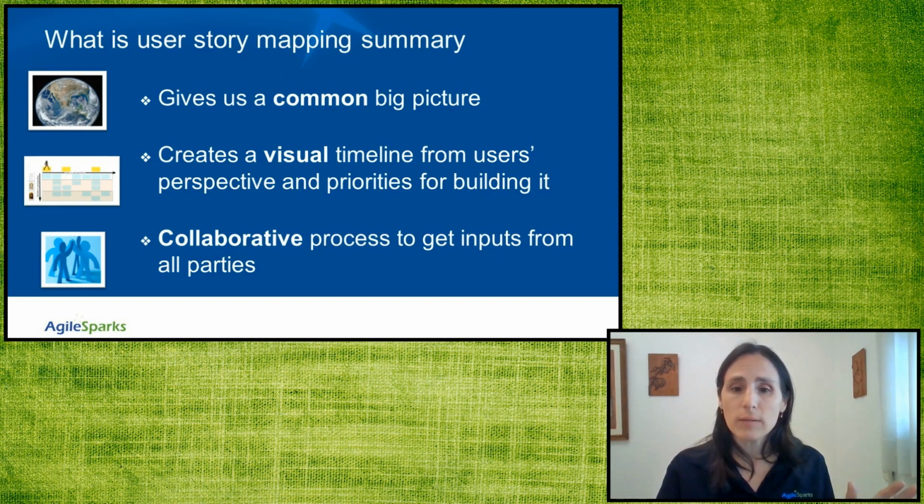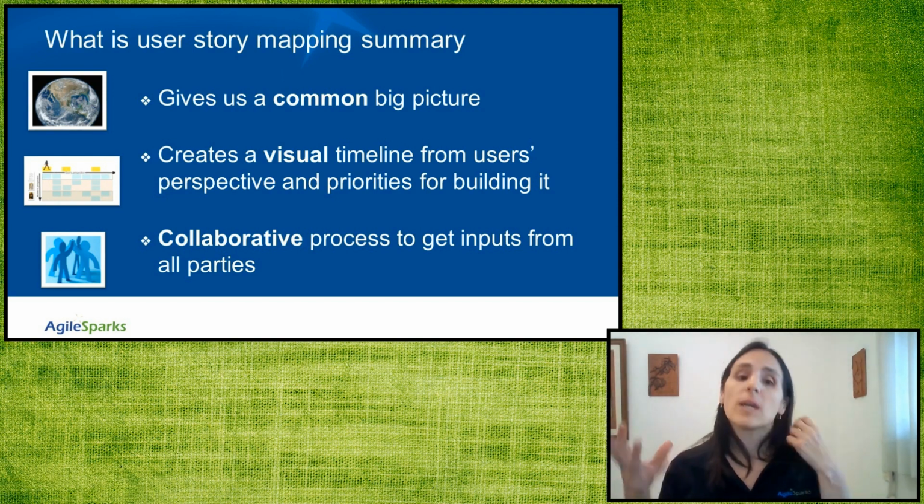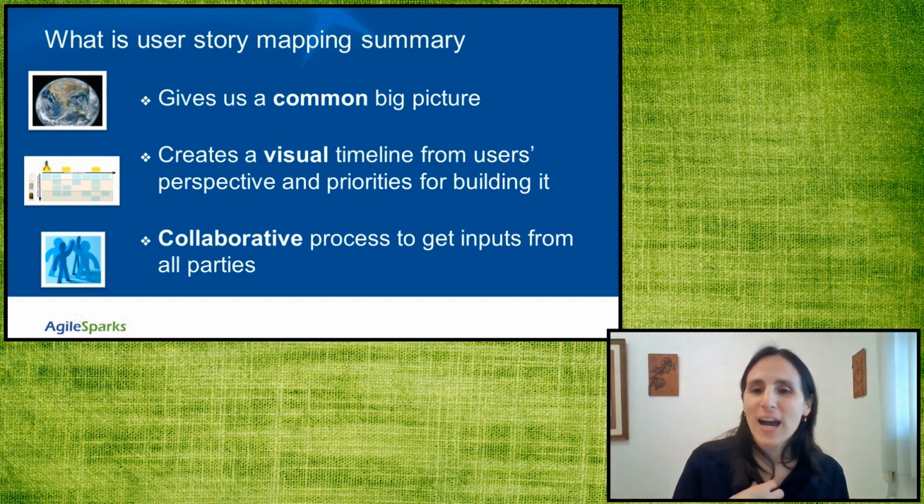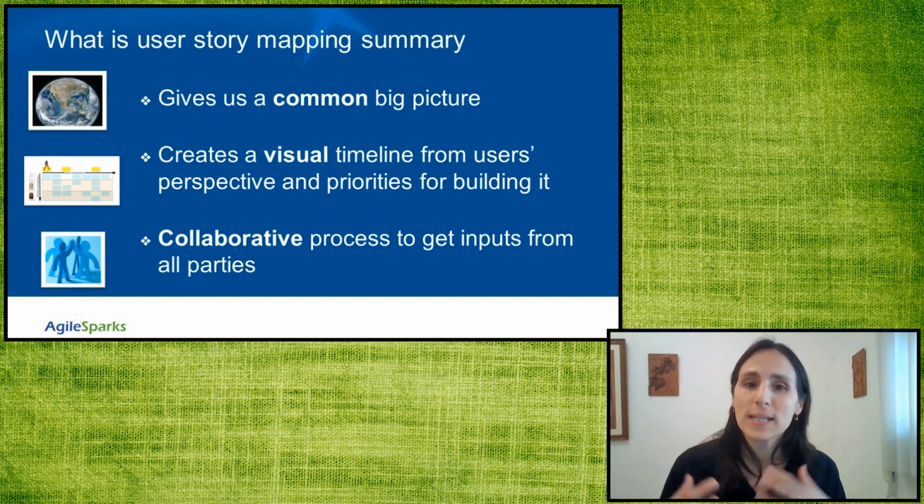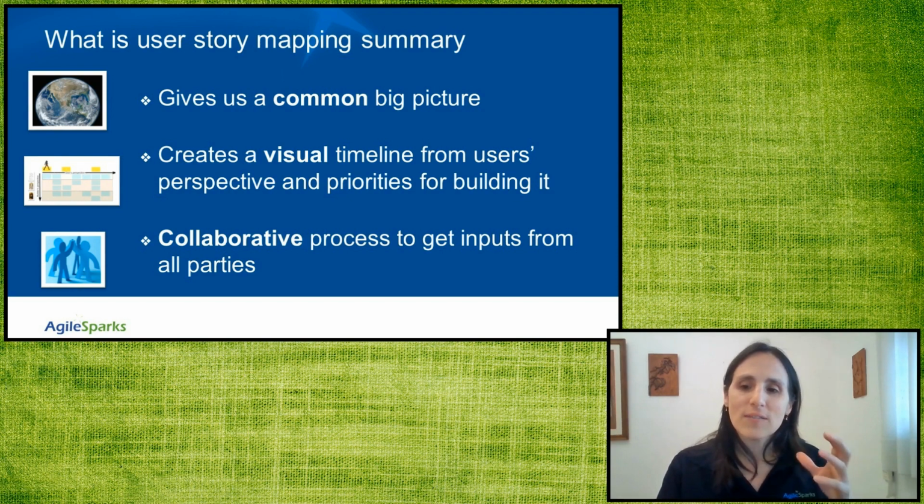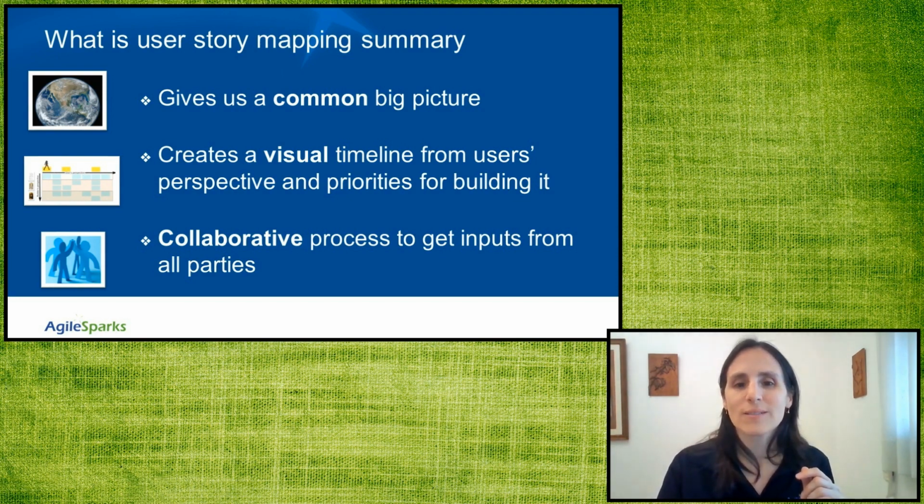So at a really high level, what we can see is that user story mapping gives us a really common big picture. It creates that visual timeline from both of the perspectives of the users and the builders. And it's really a collaborative process because we're going to be creating it with inputs from all different parties. So I think you can get a sense for why I got really excited when I started leveraging user story mapping. It really brought a sense of clarity and smoothness and understanding to all those things that had previously been a bit disjointed with the flat backlog.